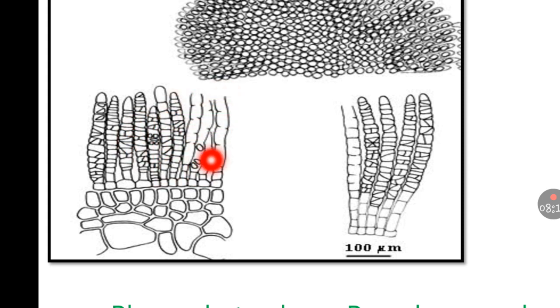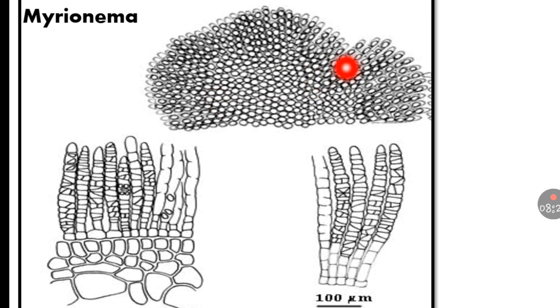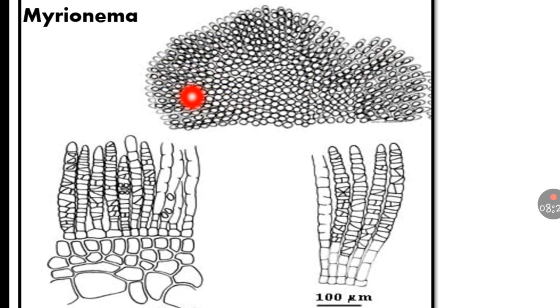This parenchyma is pseudo-parenchyma. It grows in this way, it becomes elongated cells, that is why it is called pseudo-parenchyma, isn't it? The whole thing forms filament-like cells, that is why it is called pseudo-parenchymatous cell, and it is found in Marionema.